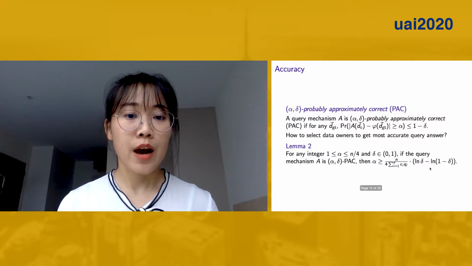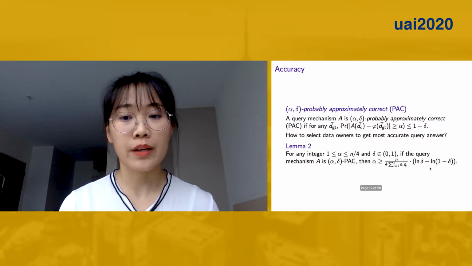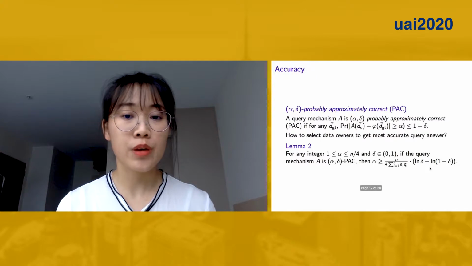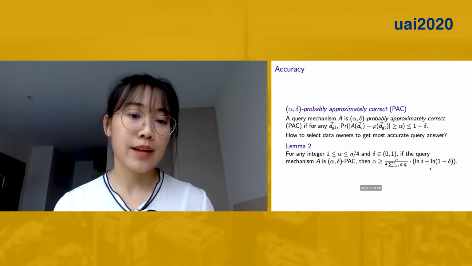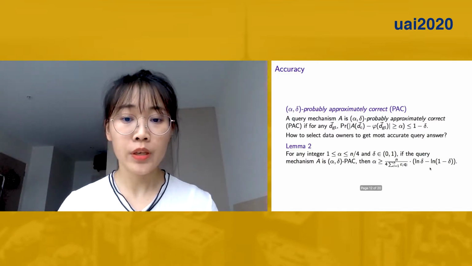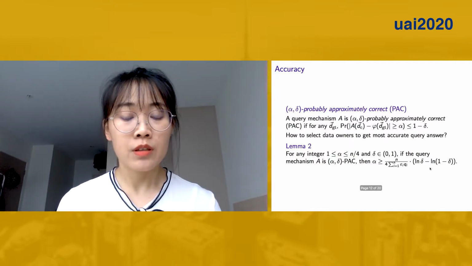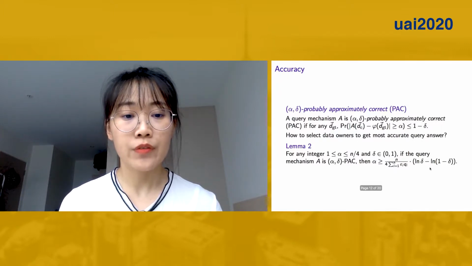Here we use (alpha, delta)-PAC to measure the accuracy of the mechanism, which measures the difference between the noisy query answer from the sample data set and the true query answer from the ground truth data set. Then how to select data owners to get the most accurate query answer? We have this lemma. It says that the sum of the purchased privacy plays a significant role in determining the accuracy of the mechanism.